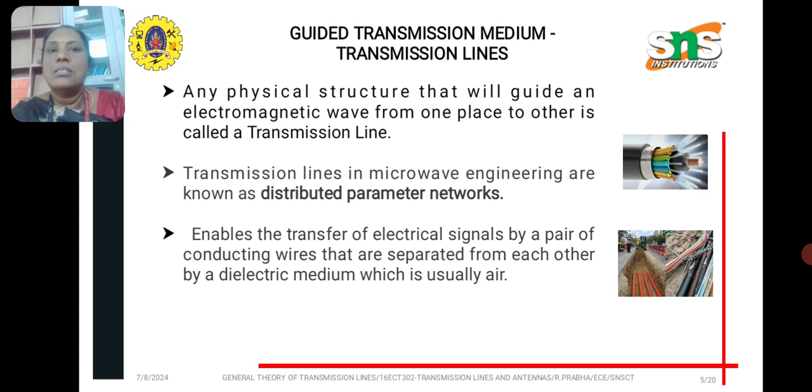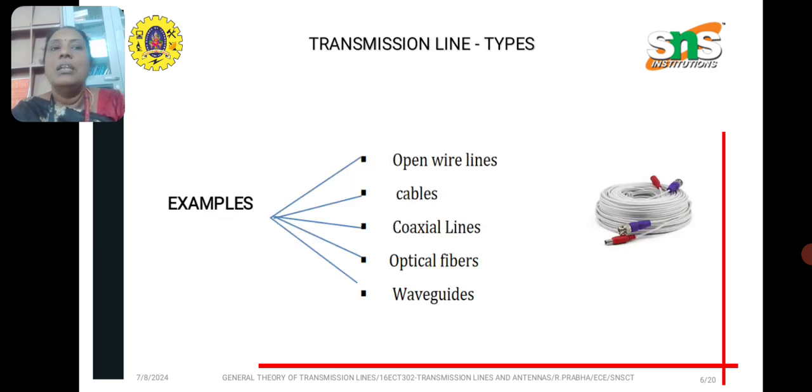Any physical structure that will guide an electromagnetic wave from one place to another is called a transmission line. Transmission lines in microwave engineering are known as distributed parameter networks. They enable the transfer of electrical signals by a pair of conducting wires that are separated from each other by a dielectric medium, usually air. The major classifications of transmission line are open wire line, cables, coaxial line, optical fibers and waveguides.